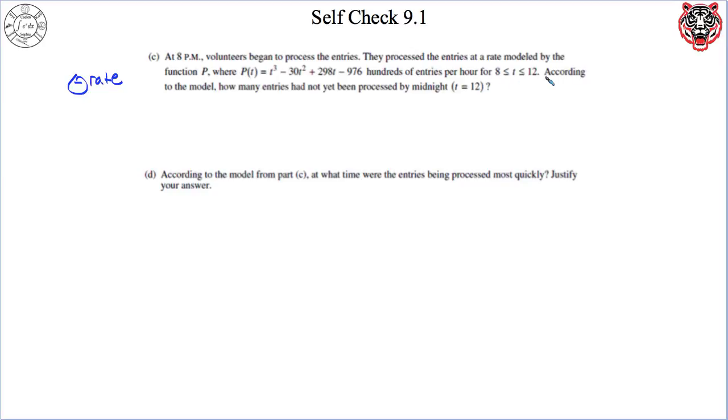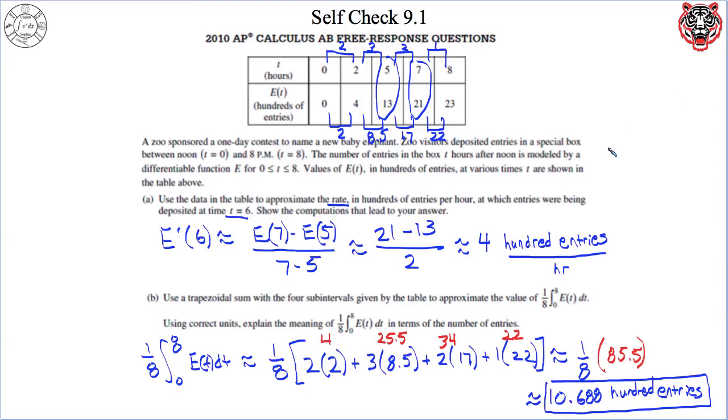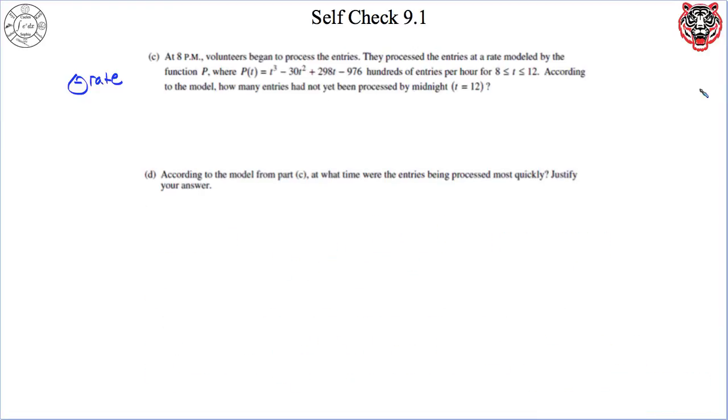And it goes between 8 and 12, so it takes 4 hours to process the votes. According to the model, how many entries had not been processed? Okay, well, how many did they start with? And then we'll get rid of those with our negative rate. So they started with 2,300 entries at time equals 8, and then they're done. So everything in here is in hundreds of entries, so we're just going to say 23. We don't have to say 2,300.